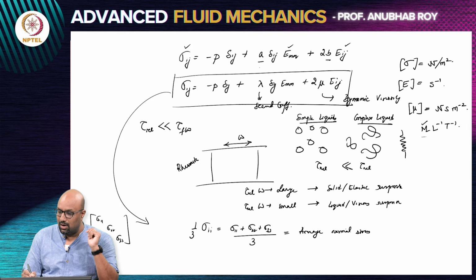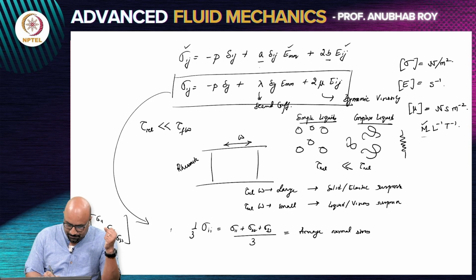I am using the word normal because you can see that sigma 11 gives you a force in the 1 direction for an area vector pointing in the 1 direction. Sigma 22 is a force that is acting in the 2 direction for a surface that is pointing in 2, and similarly sigma 33. So, (sigma 11 plus sigma 22 plus sigma 33) by 3 gives you an average of the total normal stress that is acting in the system.